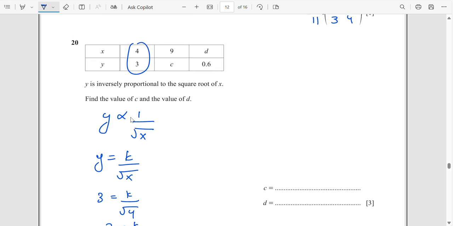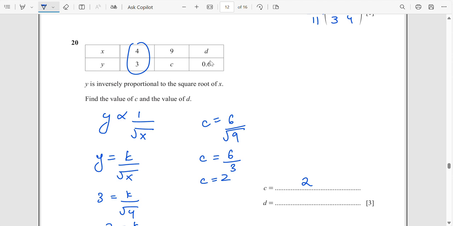Now we need to find the value of c. So for c, y is c, k is 6, and x is 9. So c is equal to 6 over the square root of 9, which is 3. So c is 2.